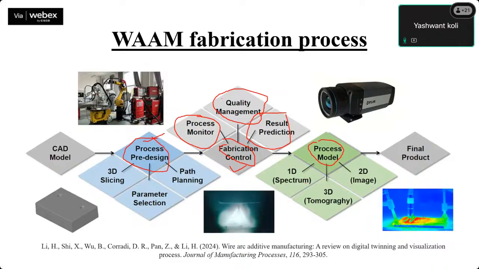If we can make 1D, 2D, 3D modeling and 3D tomography, we can get information about the defects inside the WAM component in a non-destructive way. So we can get the quality of the WAM product, and if we have the feedback, we can improve the quality for the final part. So this is the final part delivered. Going to the next slide.